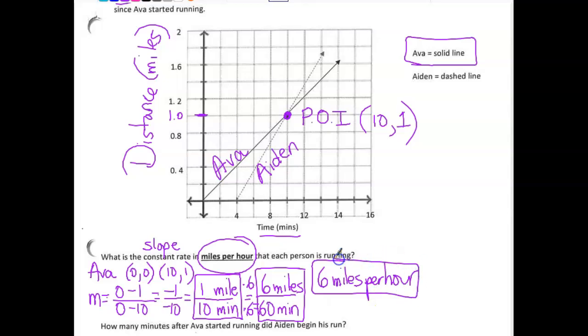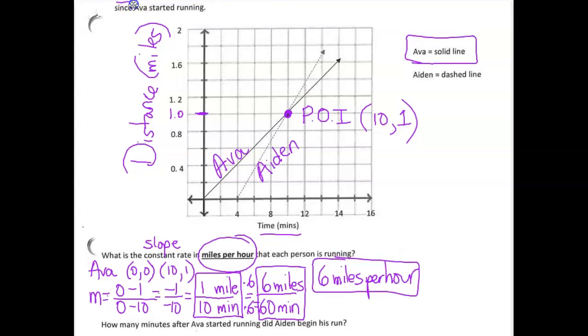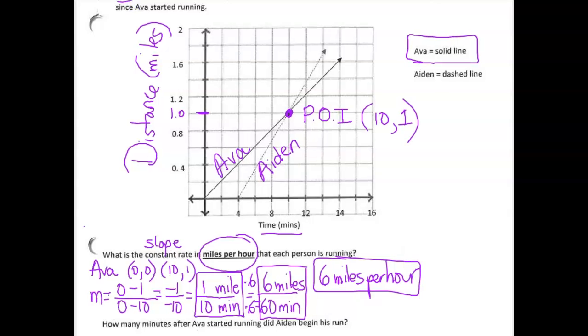I also need Aiden. So I'm going to go over here. Let me see if I can change the color. Hold on a second. There. I don't know if I can change the color. I'll try. Aiden. Nope, I can't change the color.